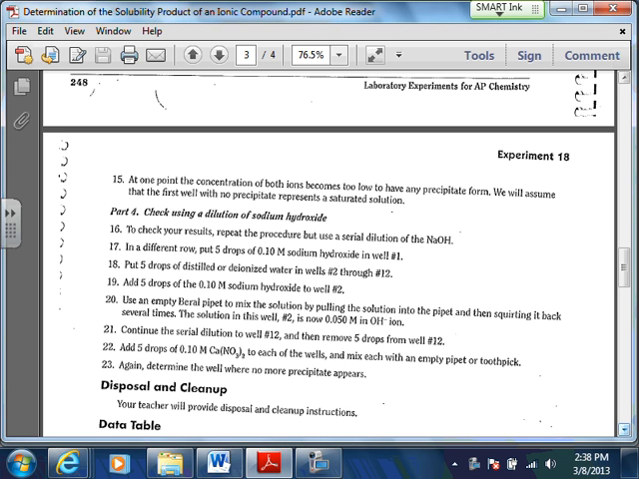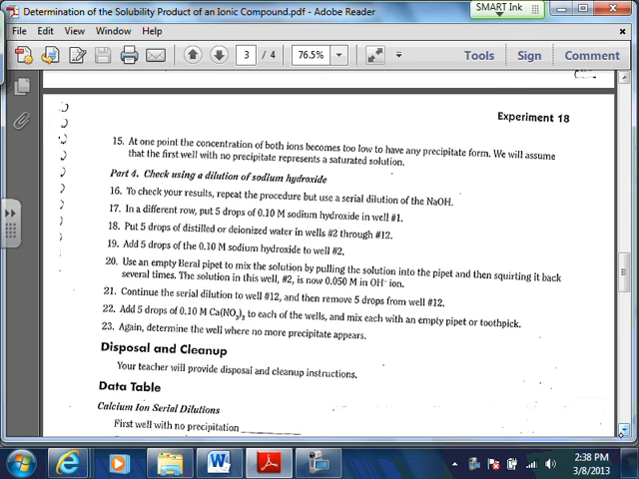Then you're going to repeat the procedure. This time you're going to use a serial dilution of the NaOH instead. So you're basically going to start with the other solution and then work your way backwards. But you're doing basically the exact same thing, and again you're going to look for the well where no more precipitate appears.